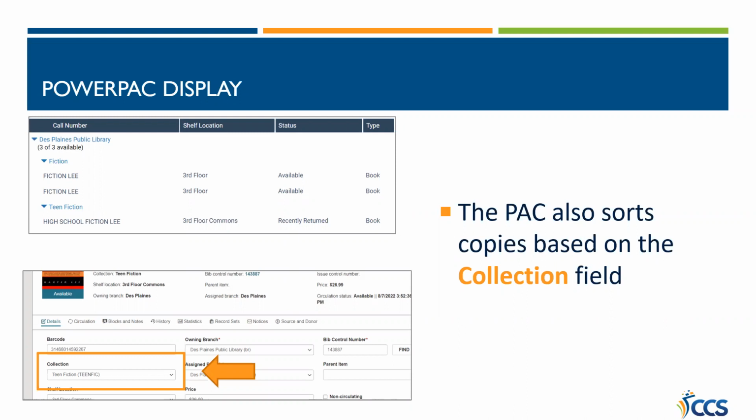But patrons also see this field in the pack. When you're looking at the list of holdings for a title, the collection appears right under the branch level, so you've got fiction and teen fiction. For most titles, this isn't going to have much visual impact. However, sometimes you have crossover titles like this, screenshots from To Kill a Mockingbird. A library could have copies in both the adult collection and the teen collection. In this case, someone using the Power Pack will see their holdings grouped first by collection.